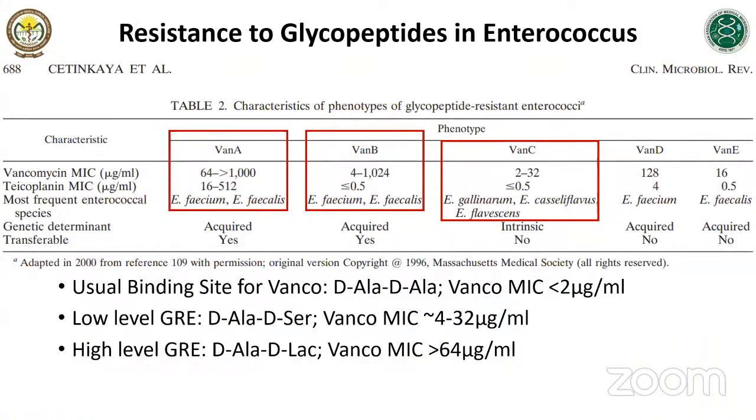Coming to the resistance to glycopeptides, there are primarily three types. That's the VanA, VanB, and the VanC phenotype. The VanA phenotype shows resistance to both vancomycin and teicoplanin, and it is found in both Enterococcus faecium and faecalis. It is an acquired kind of resistance. In VanB you see resistance only to vancomycin, not teicoplanin. In VanC you see an intrinsic resistance to vancomycin.